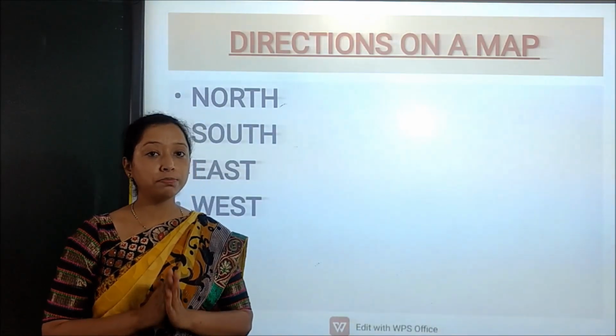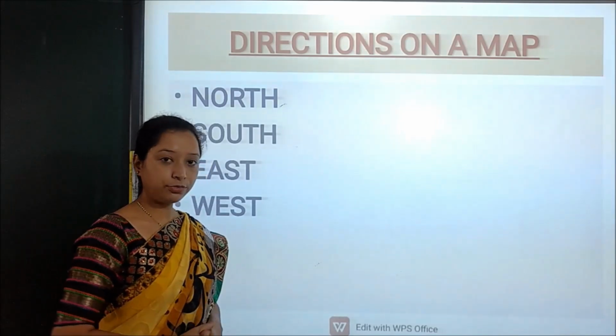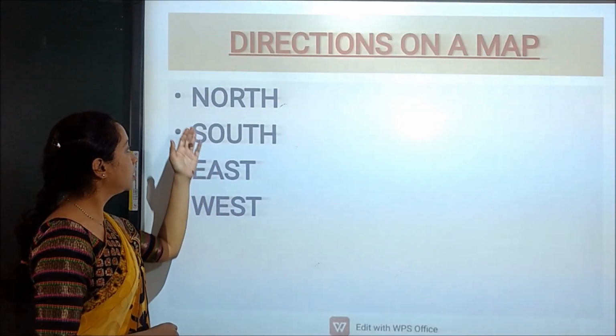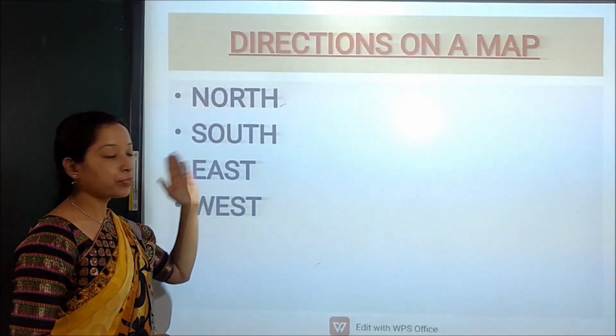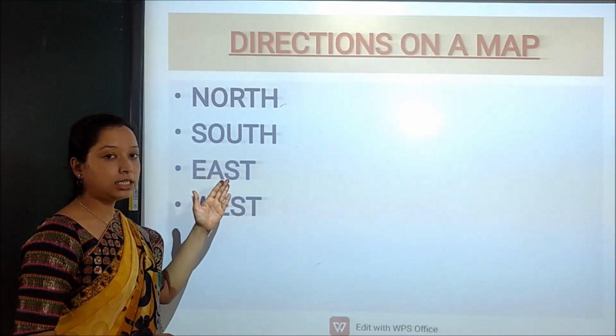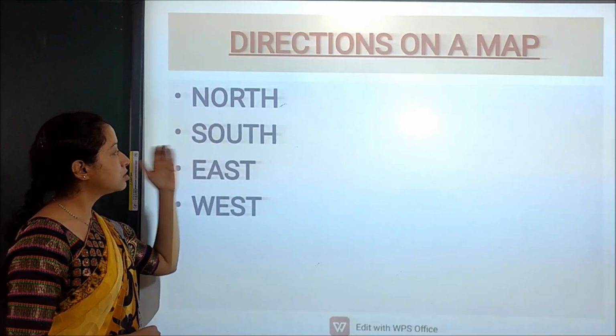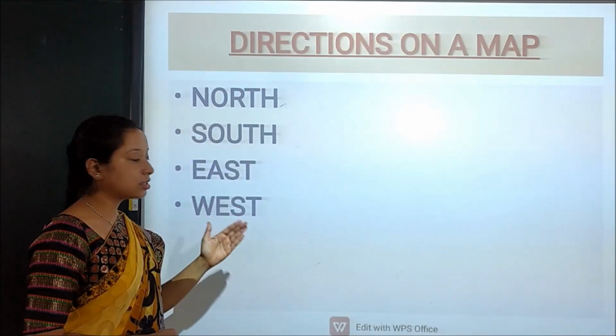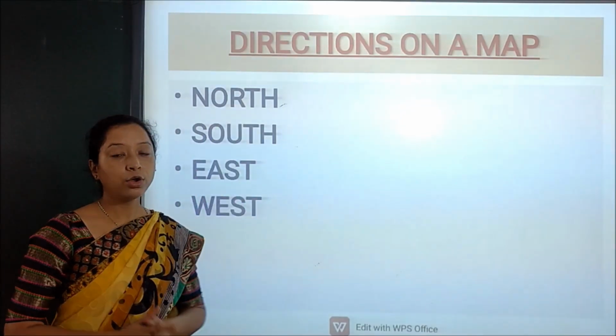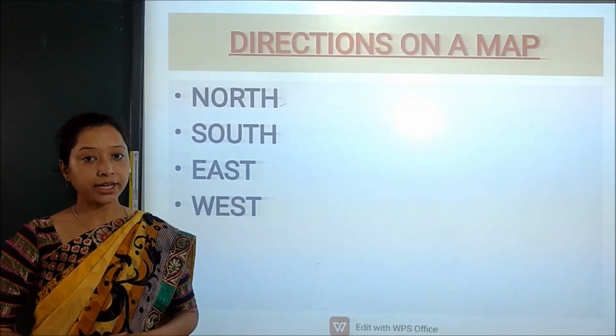Now there are 4 major directions. Which are the 4 major directions? They are north, south, east and west. So these are the 4 major directions.